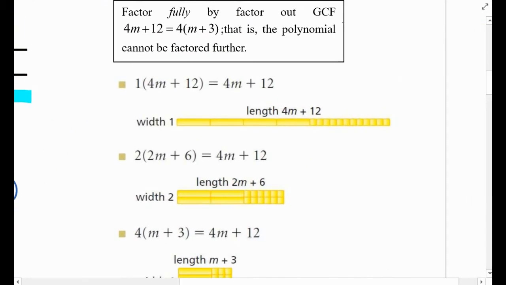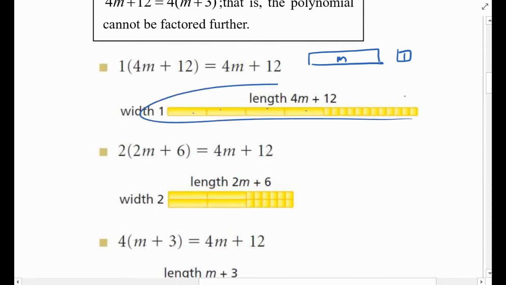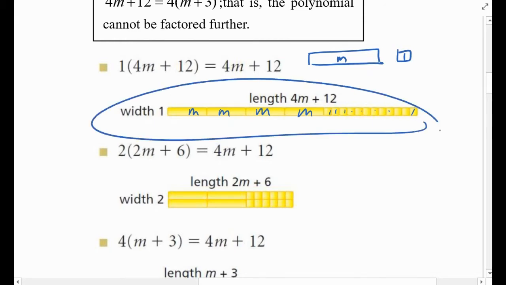Alright, everyone. Here, we can also factor using algebra tiles. So say this long tile is m, the small tile is just 1. Then you can just put them all together in one line, and that is 4m plus 12. So you have four m tiles and twelve 1s, 4m plus 12. So this is the original expression.